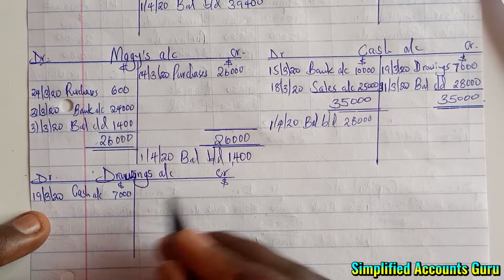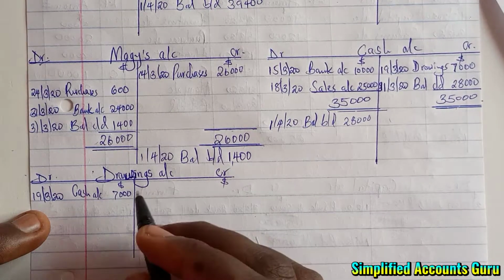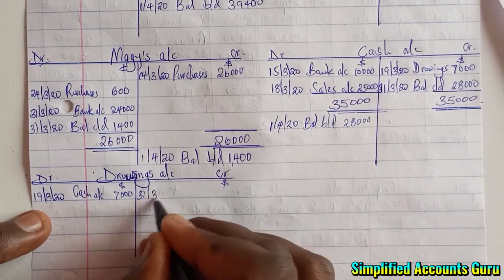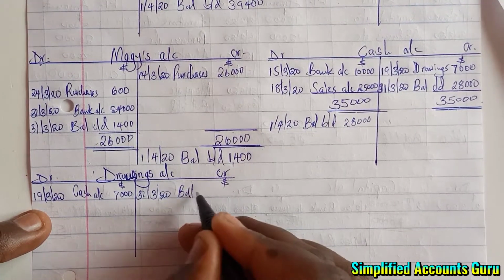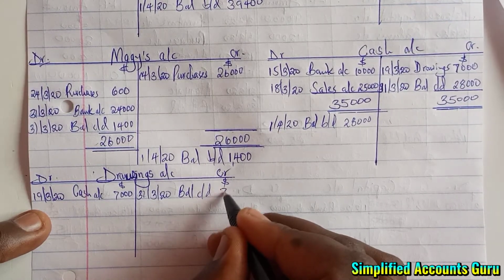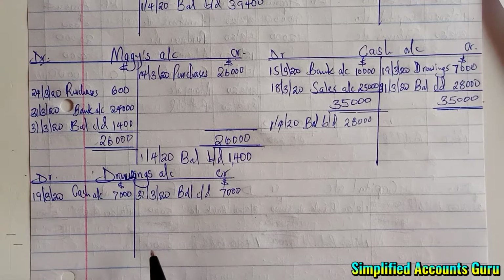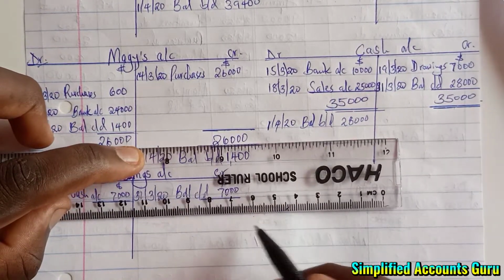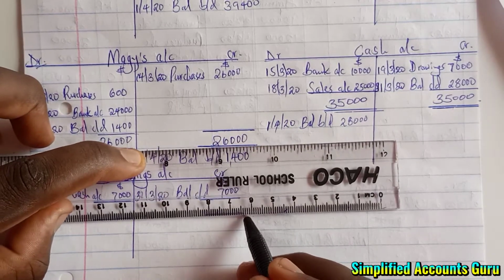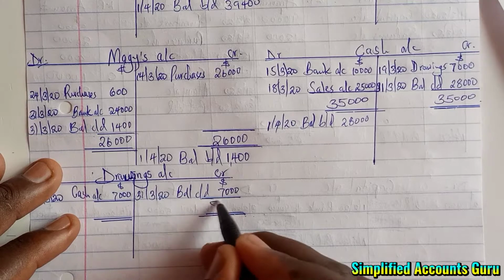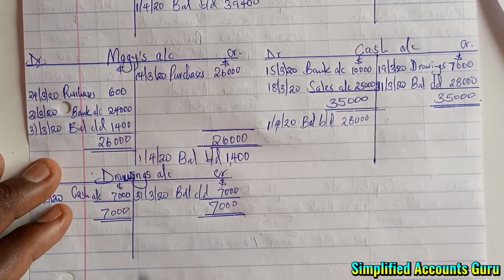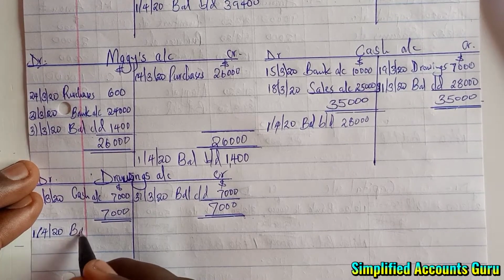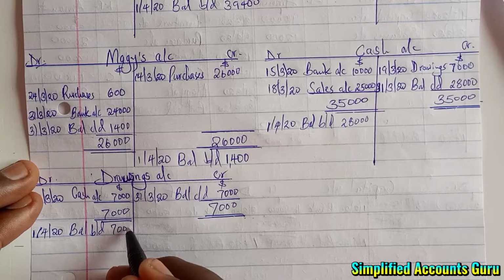Then the last one is the drawings account. We have 7,000 on the debit side. This side doesn't have any, so the higher of the two is the debit side, which is 7,000. To adjust the credit side to match this, you have to put the entire amount. So it is 31st March 2020, balance carried down of 7,000. Now the total is 7,000 and 7,000. So we have here on 1st April 2020, balance brought down of 7,000.